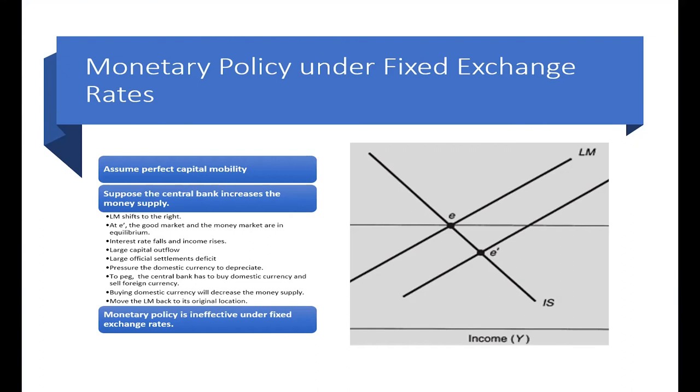By buying back the currency, they then offset what they have done with the action that they had posed before, which was to increase the money supply, right? And so the LM curve moves back to its original position. And so the end result is that when you are under fixed exchange rate, monetary policy is ineffective. Under a fixed exchange rate, monetary policy is ineffective. Okay?